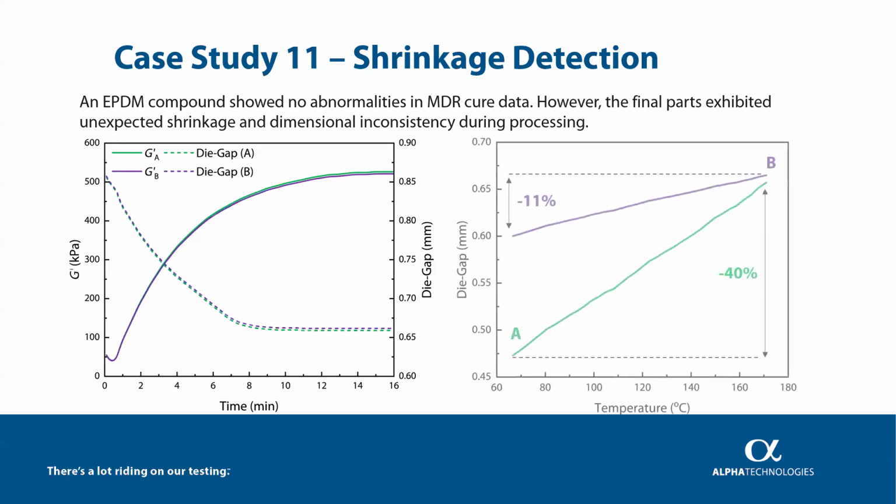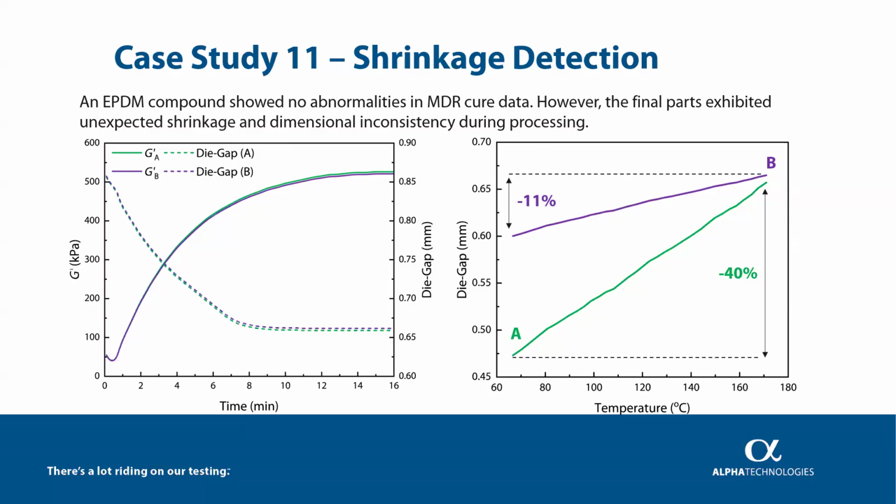So we moved on to a temperature sweep test, starting from 170 degrees C and cooling down to about 70 degrees C. This is where the difference became much more clear. Compound B showed an 11% reduction in sample thickness as it cooled. On the other hand, compound A showed a 40% reduction, a clear indicator of shrinkage behavior that wasn't captured in the isothermal cure test.